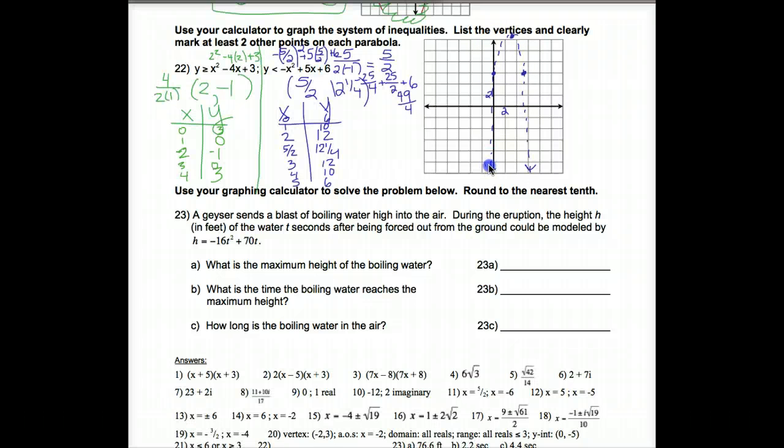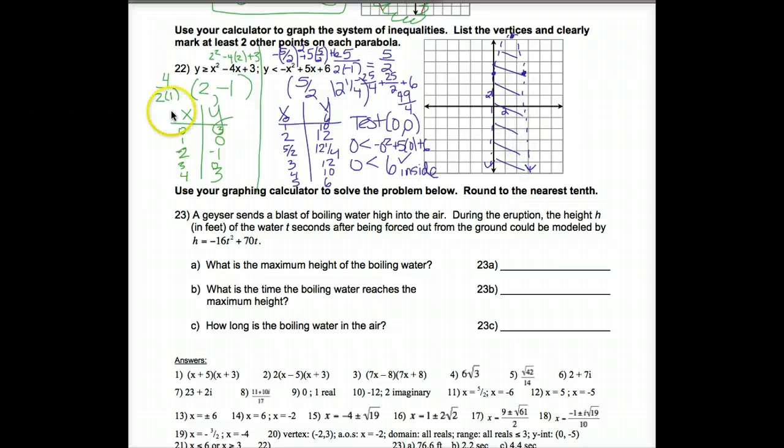And now I just need to shade it. So I need to pick a test point that's on the inside of the parabola. So I'm going to pick 0, 0 because it's inside. So I'm going to write down to test 0, 0. Remember, when you're testing a point, you're just plugging it back in here and seeing what it gives you. So plug 0 in. 0 is less than 6 is what I get. That is a true statement. So I am going to shade the inside.